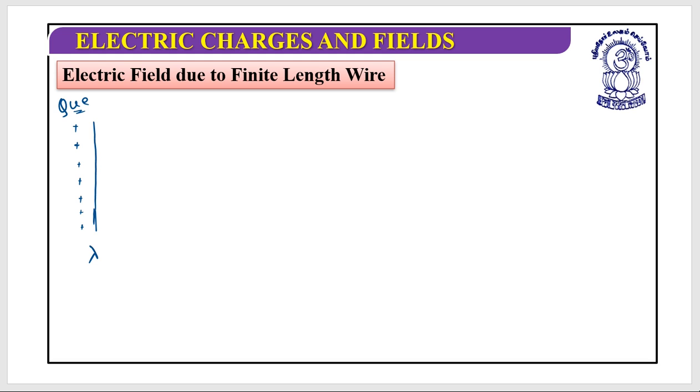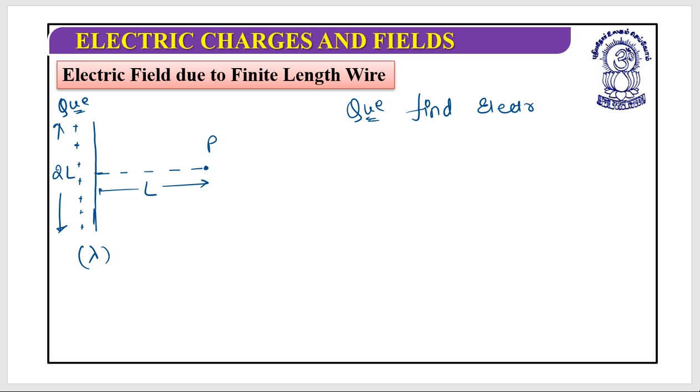This is a rod having a charge density of lambda, and its length is 2l. Now, from the midpoint, you have a point P, and this is at a distance of l. This is at a distance of l. You have been asked to find the electric field at point P.